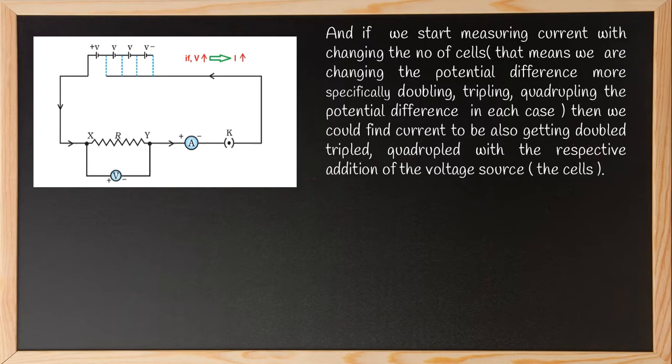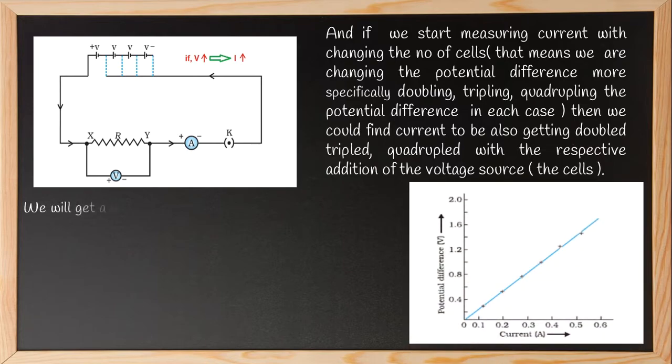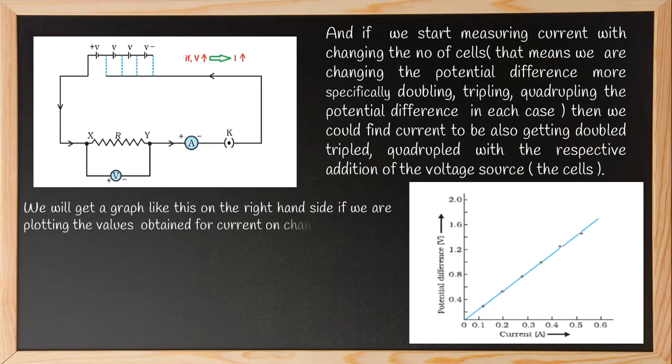Now if we take a circuit like this and start measuring the current by changing the number of cells, first you put one cell, then two cells, then three, then four, like that. If you change the potential difference, you will observe that the current recorded in the ammeter also changes. If you double, triple and quadruple the potential difference, the current will be doubled, tripled and quadrupled with respect to the addition of the cells. If we plot the values obtained for current on changing potential difference, we will get a graph like this on the right-hand side.